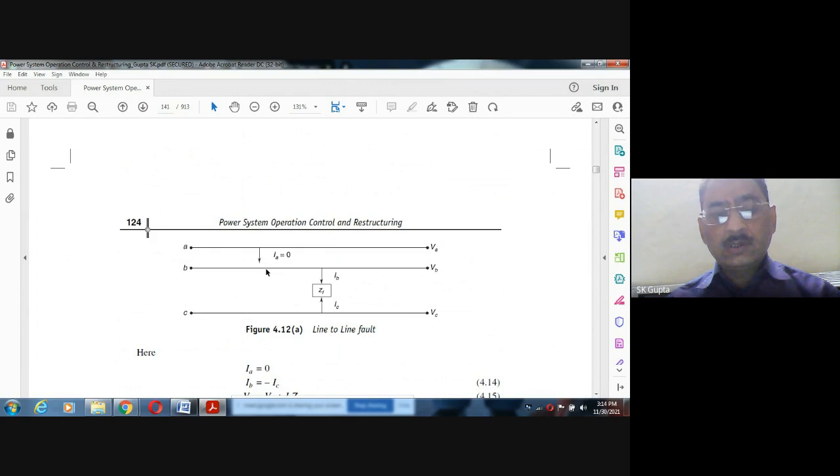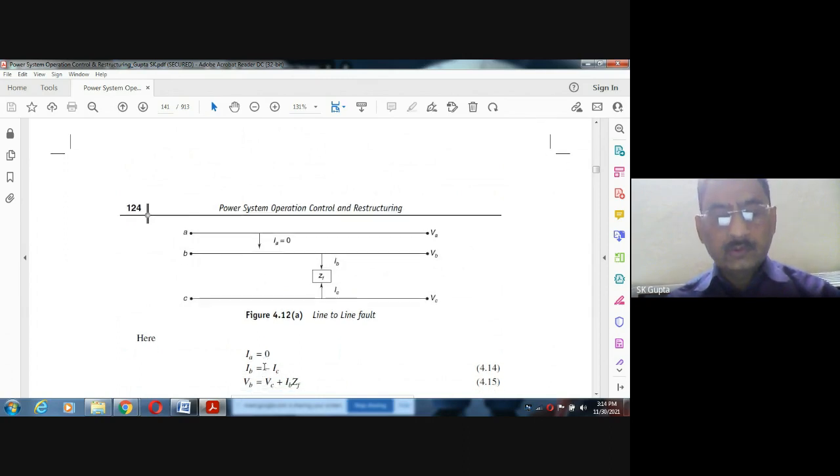In this case, as we told, we assume that before the fault the load is not connected, so load current is 0. No current is there before the fault, but as soon as the fault happens, we get new equations. The voltage of phase B, VB, will be equal to VC plus ZF IB. This is one equation, and IA is 0. Since IB flows in and IC returns from here, IB is equal to minus IC. These three equations hold at the kth bus, not at all the buses. At the kth bus, these conditions happen.